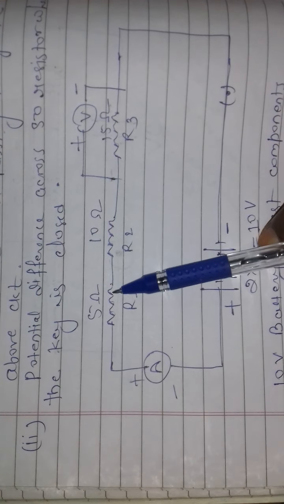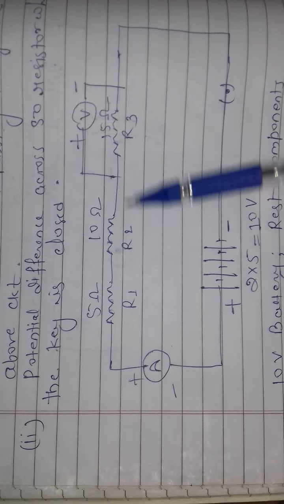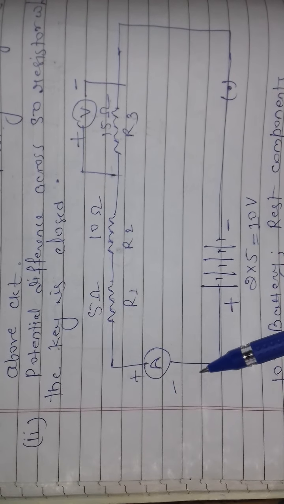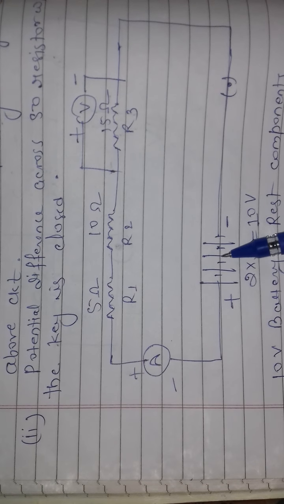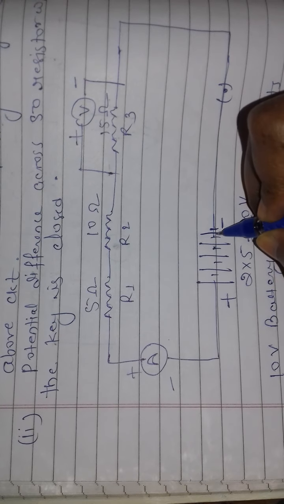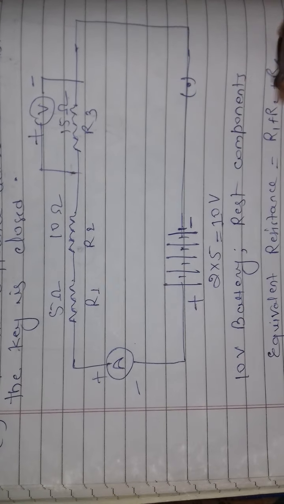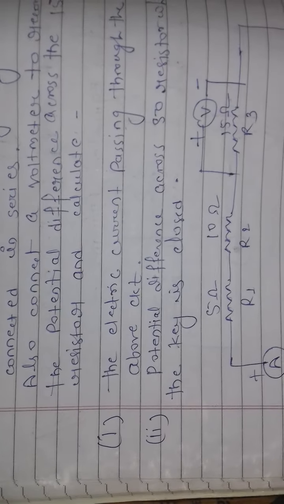Now see, there are 3 resistors, 5 ohm, 10 ohm and 15 ohm. An ammeter is connected in series and a battery, 1 2 3 4. Only 4 cells are drawn here, we will add 1 more. And this is a plug key.